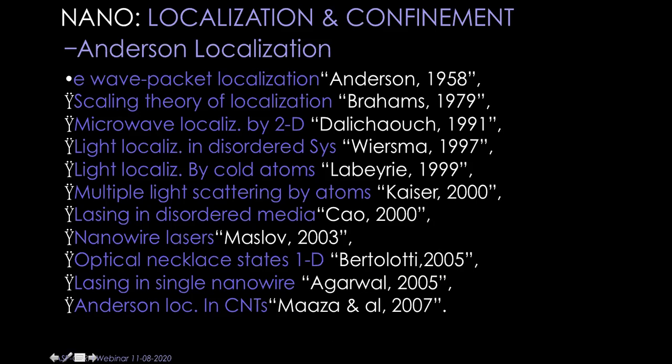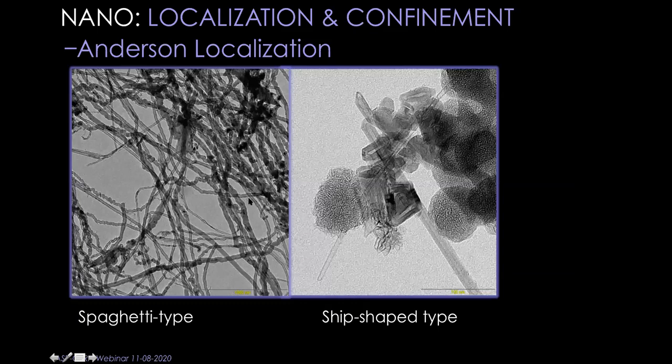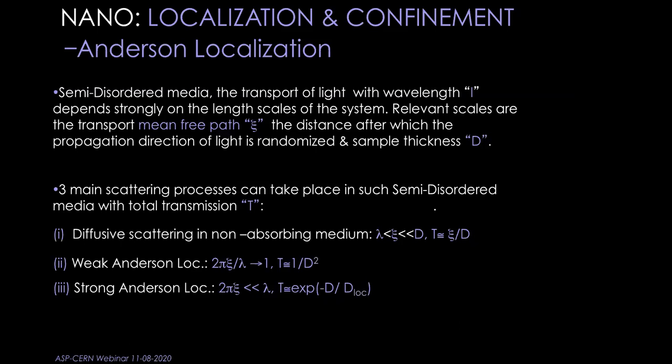And of course, Maslow in 2003 showed that you can have a lasing effect in nanowires. So combining this one and that one and Anderson localization, we demonstrated in 2007 that Anderson localization can be seen in carbon nanotubes. That is with Professor Sienna Rao. And we considered two types of carbon nanotubes. Remember, carbon nanotubes are highly ordered, very long, like spaghetti, but a tube, really very long spaghetti tube.